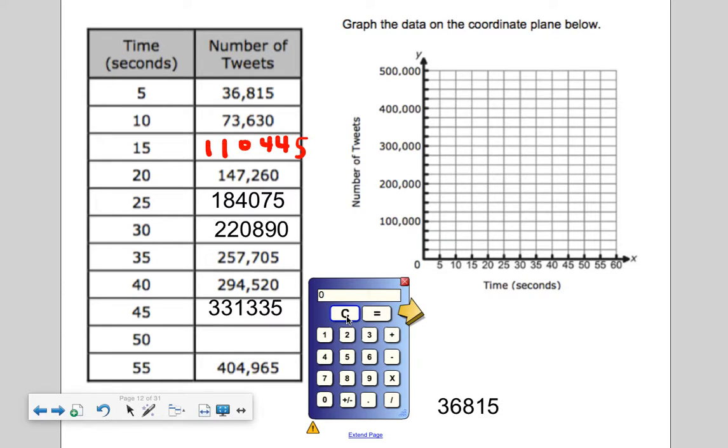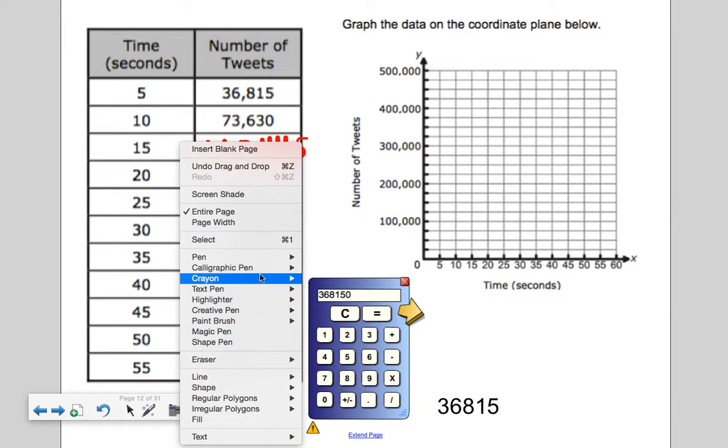Let's do it again. 40 seconds, 294,520 plus, in 10 seconds, there are 73,630. So that means in 50 seconds, there's 368,150. Now let's graph this.